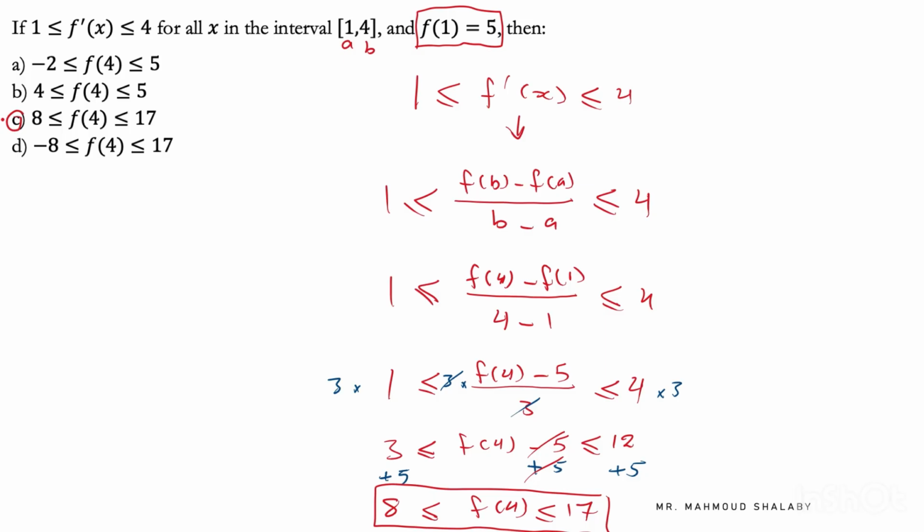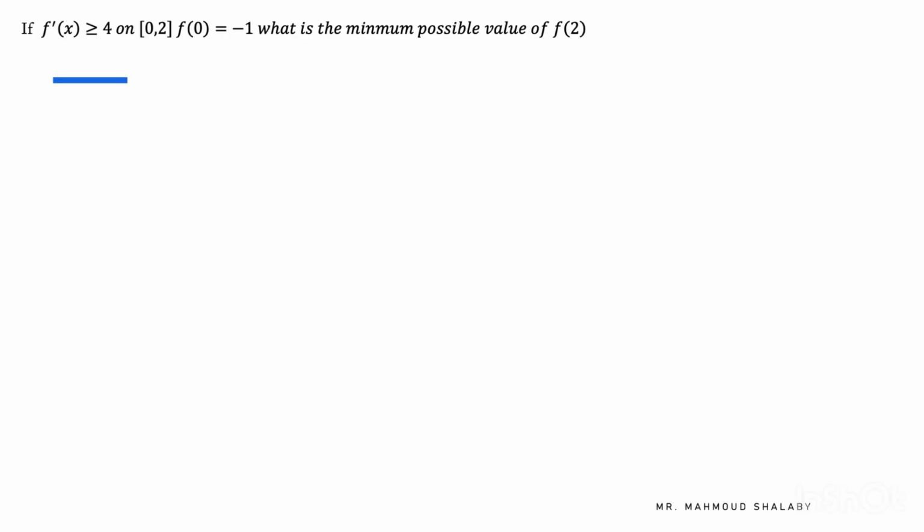All right, now let's see another one, and the last one in this part. If f prime of x is greater than or equal to 4 on the interval, f of 0 is -1, what is the minimum possible value of f of 2? So in this type of questions, as we said, we will start by writing the inequality. Let's say f prime of x is greater than or equal to 4. I will replace f prime of x using the mean value theorem by f of b minus f of a over b minus a, still greater than or equal to 4. Now I will go to the interval and write a and b. Now I will replace with the numbers.